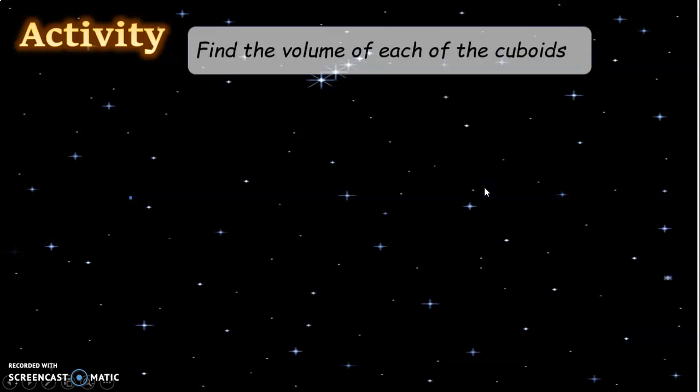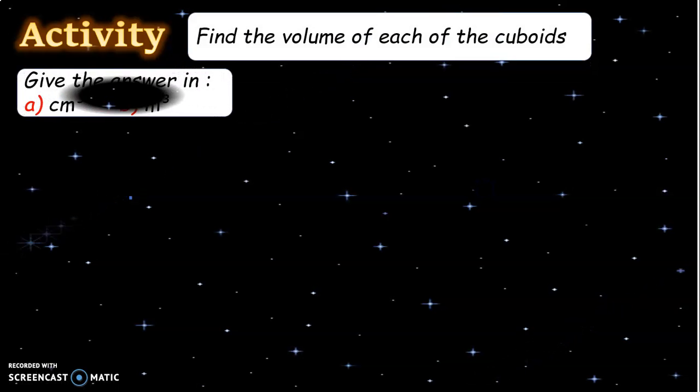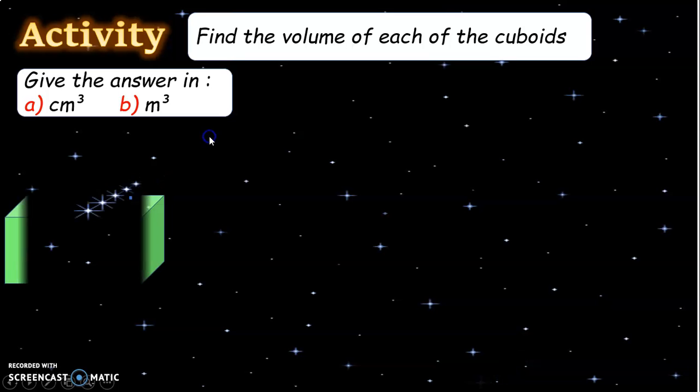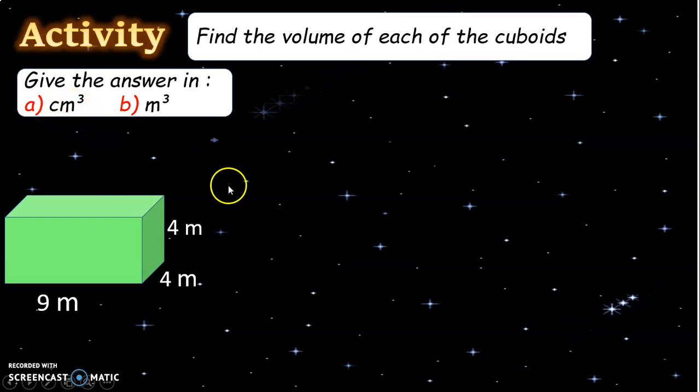Next activity is to find the volume of each of the cuboids, giving the answer in centimeter cube and meter cube. So let us have the first cuboid. We have 4 meters, 4 meters, and 9 meters. Since this is given in meters, we need to get the centimeter cube. So let us convert the 4 meters into centimeters.